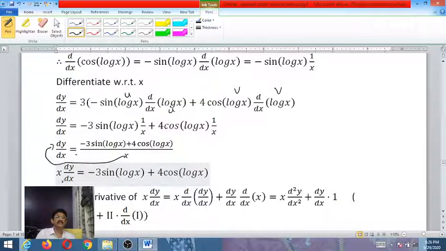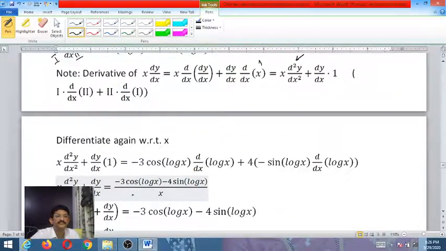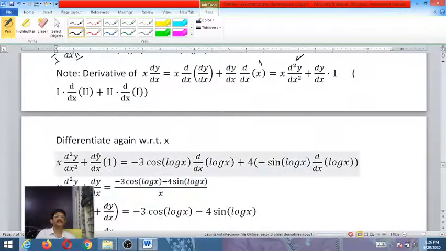Again differentiate this with respect to x. We use the product rule. First function, this is second function. Remember, first into derivative of second plus second into derivative of first. What is the derivative of dy by dx? Dy by dx, if you differentiate once again, what we get? This is d square y by dx square, plus dy by dx into derivative of x, which is nothing but 1. So here we use the product rule. That is x into d square y by dx square plus dy by dx into 1.